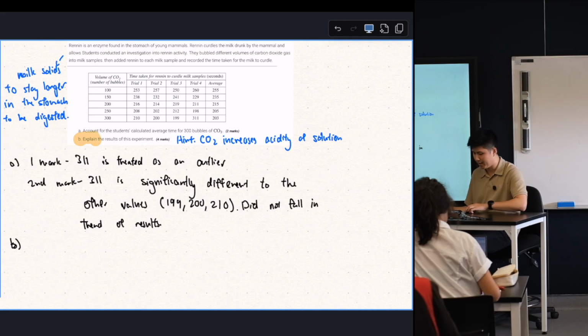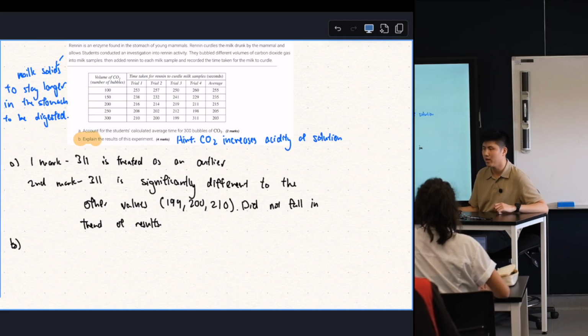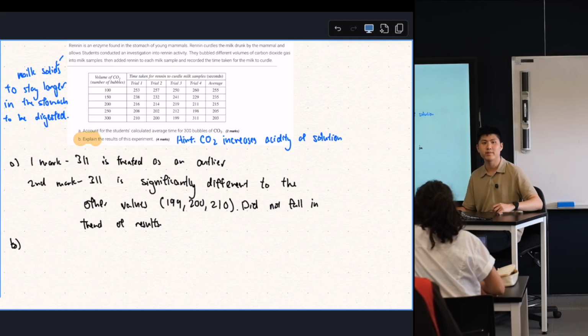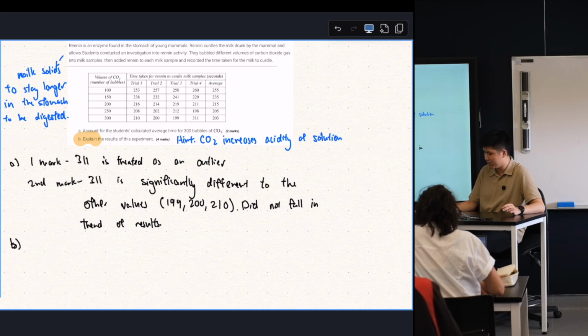All right, let's do B now. Explain the results of the experiment. Now, my necessary verb is explain here. I'm just going to highlight it. What do we do when there's an explain question? Yeah, cause and effect, right?